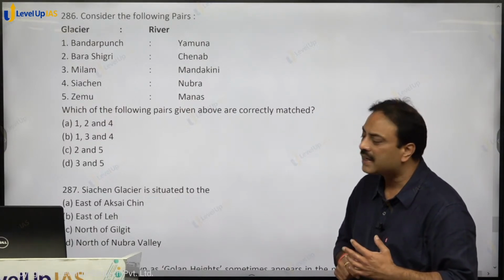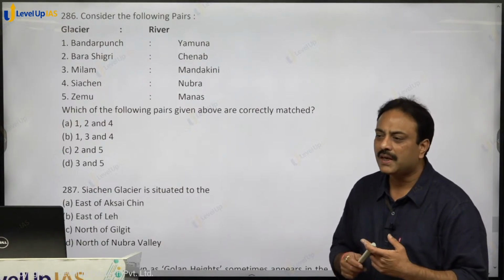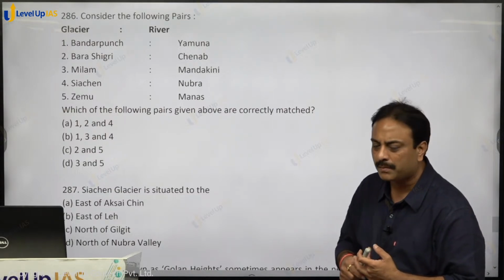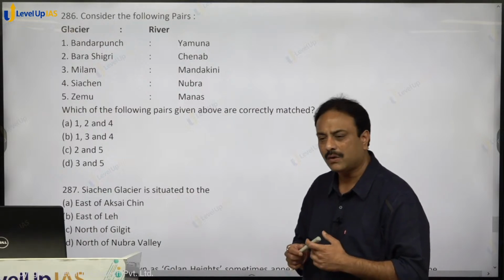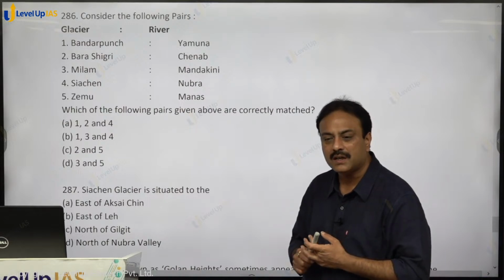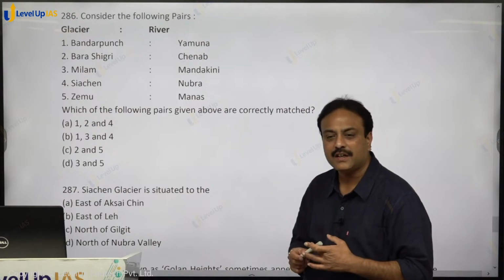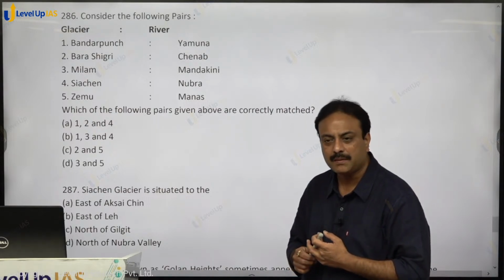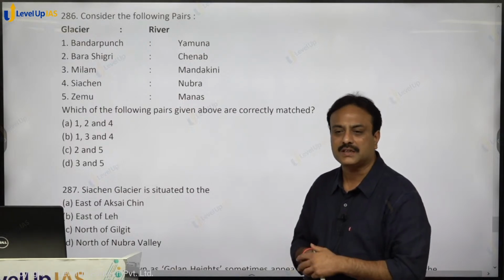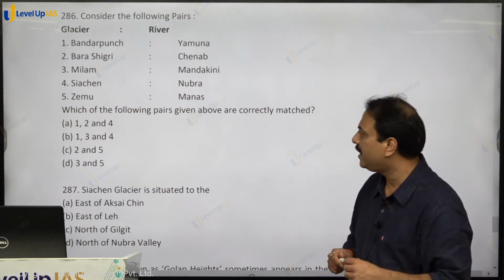And as far as Mandakini is concerned, Mandakini originates from ahead of Kedarnath, Chorabari Glacier. It is almost 1 kilometer ahead of Kedarnath. From there river Mandakini originates and flows downstream. Mandakini confluences with Alaknanda at Rudraprayag. Then Siachen Glacier, Nubra. It is the correct statement. From Siachen you get the origin of river Nubra, and Nubra later joins river Indus as a right bank tributary.